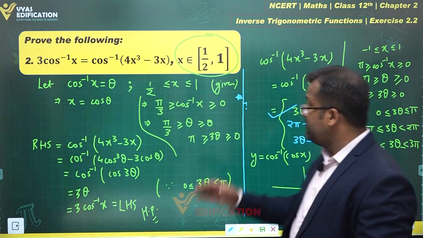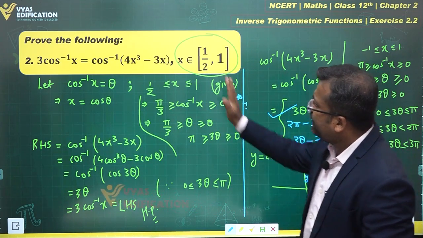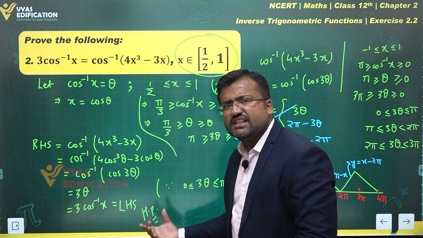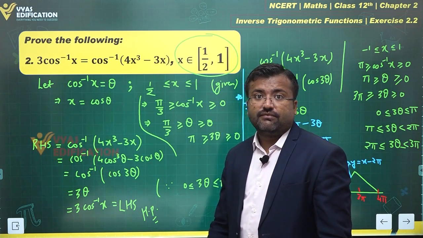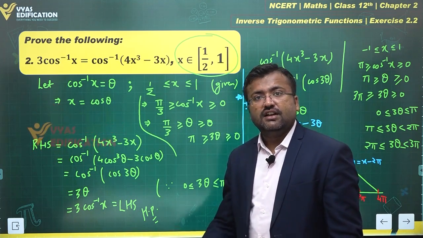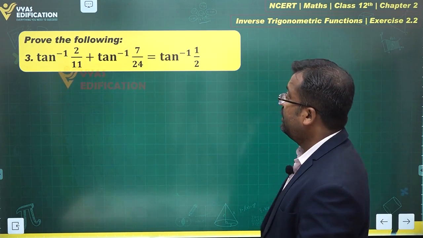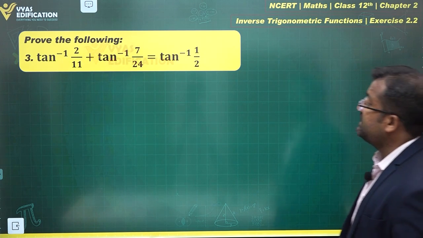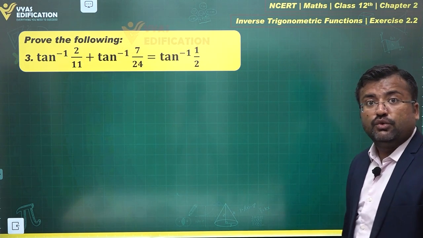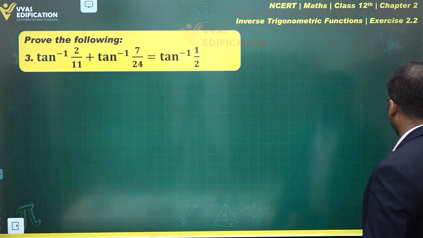All of this we have discussed over here is extra, but for this question, from the point of view of NCERT, this much is sufficient, right? That's the solution of this question. Let's discuss this question next. Tan inverse 2 by 11 plus tan inverse 7 by 24 is equal to tan inverse 1 by 2. What to do for this question?